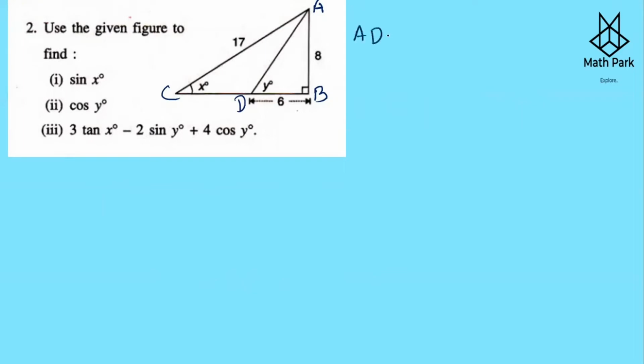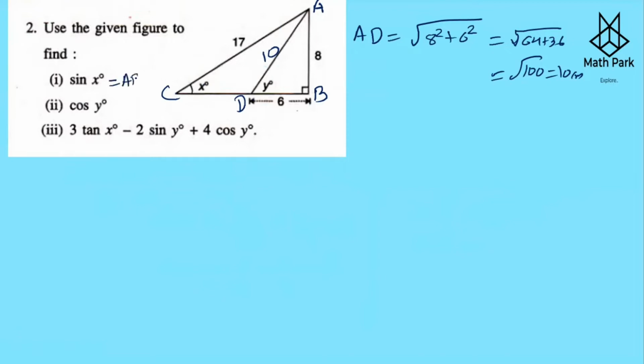You get AD is equal to the square root of 8 square plus 6 square, which is 64 plus 36, which is root of 100, and that is equal to 10 centimeters. So we got AD as 10. Now you are asked to find sin x. Sin x is opposite upon hypotenuse. With respect to x, the opposite is AB upon AC. So this is how you get the first part, that sin x is equal to 8 upon 17. So the first part is done.